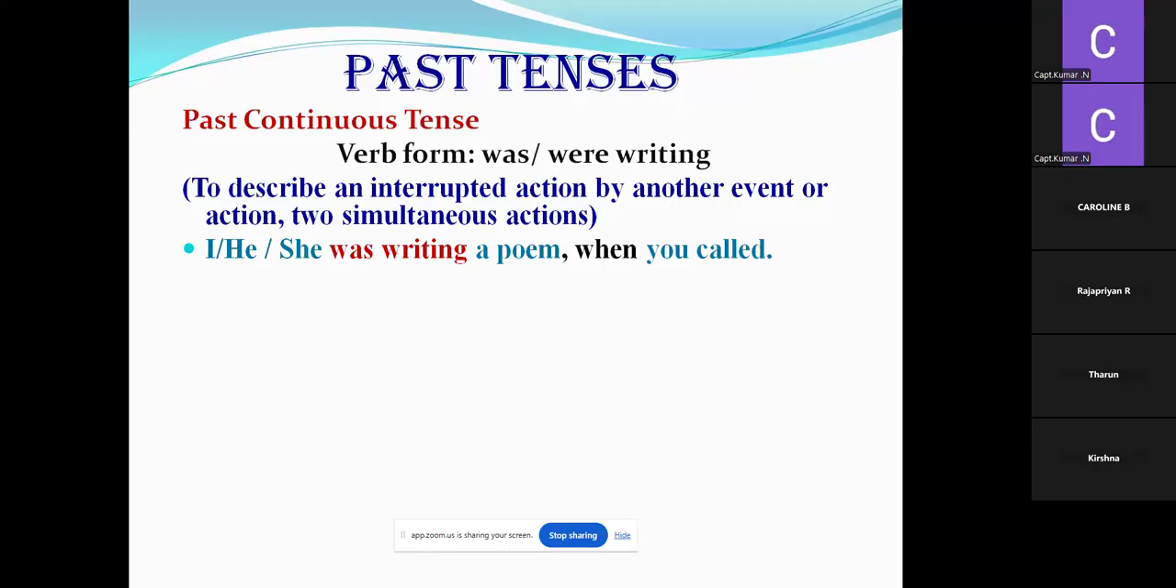Sometimes we do multitasking, isn't it? We do some work and side by side we listen to music. So at that time, we have to use past continuous tense. So let's see the examples.